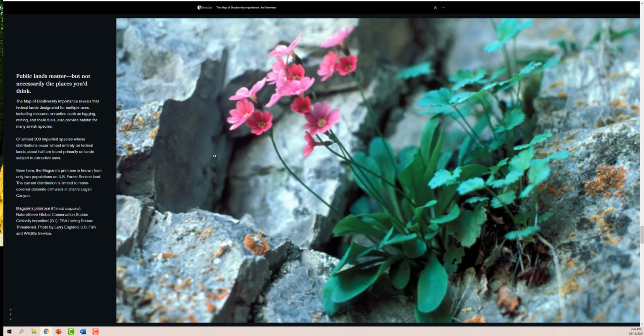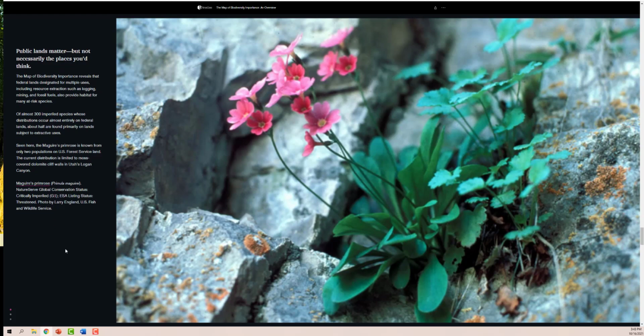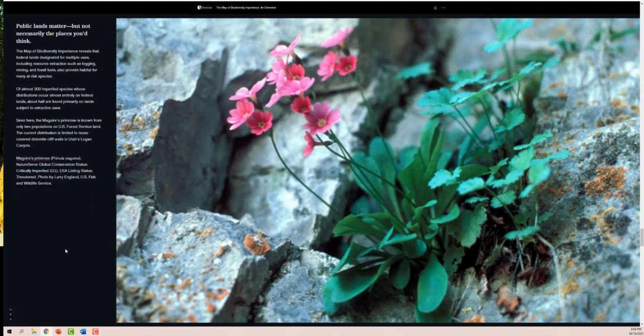We can see here McGuire's primrose. It is known from only 2 populations in the United States, and they occur on U.S. Forest Service land. The current distribution is limited to moss-covered dolomite cliff walls in Utah's Logan Canyon. The conservation status of this flowering plant is critically imperiled according to the NatureServe global conservation status, and the ESA, the Endangered Species Act, lists it as threatened.